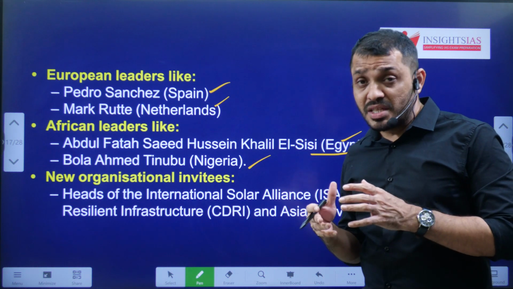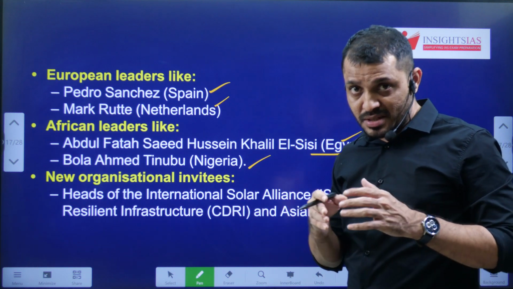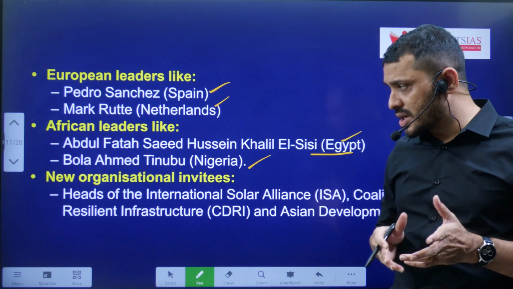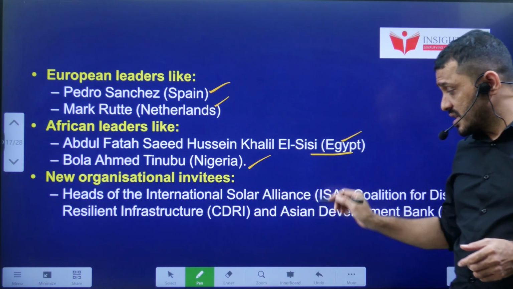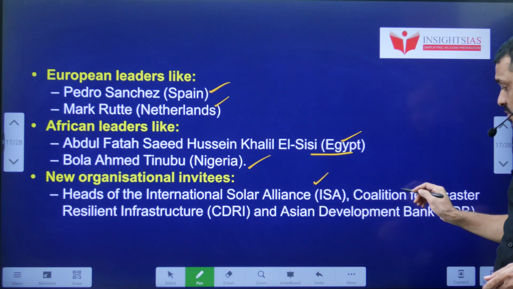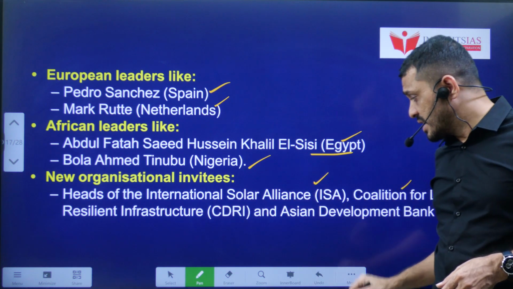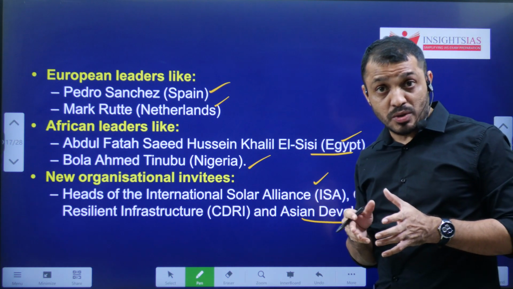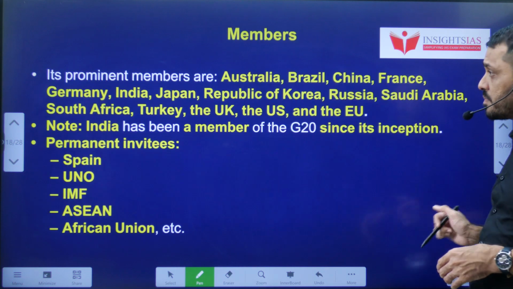And regularly, this G20 meeting is attended by some organizations also. This year, we invited some new organization heads. They are the International Solar Alliance, the Coalition for Disaster Resilient Infrastructure, and the Asian Development Bank. These organization heads were also invited to this year's meeting.